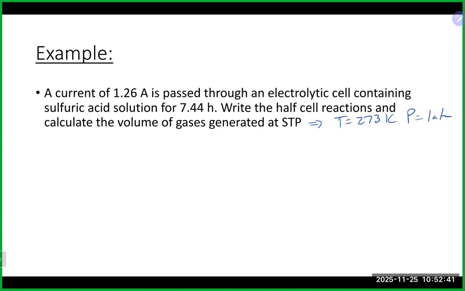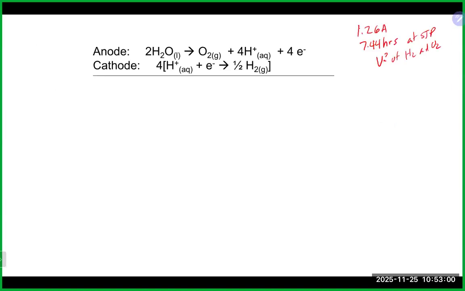Now, as I was mentioning earlier, it doesn't mention anything about water in this one, right? But it does say something about sulfuric acid or some type of acid. This is basically the electrolysis of water. So sometimes it doesn't just straight up say we're doing water here. I'll mention something about acid when you're doing it. So the half reactions are those ones that we saw earlier. I'll let you pick it up from there if you like. So again, we're running at 1.26 amperes for 7.44 hours at STP. We're looking for the volume of hydrogen gas and oxygen gas you would produce.